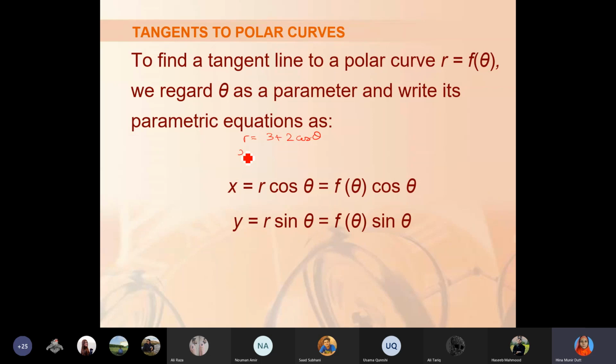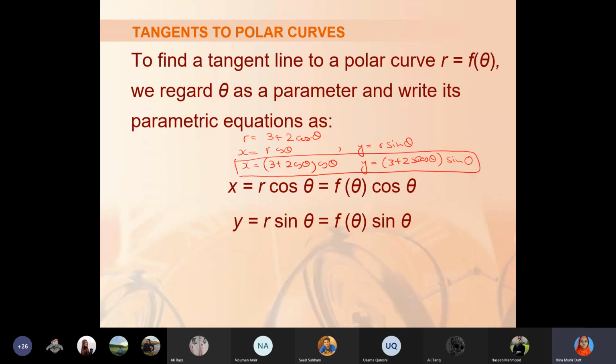So I will put it in this equation, r cos theta. So x is equal to, in the place of r, I will write 3 plus 2 cos theta, times cos theta. The second equation is y is equal to r sin theta. So y is equal to 3 plus 2 cos theta times sin theta. So these equations are the parametric equations for the polar curve 3 plus 2 cos theta.